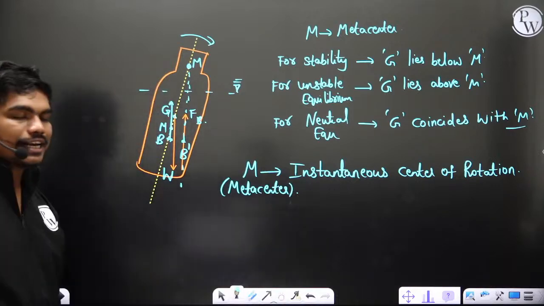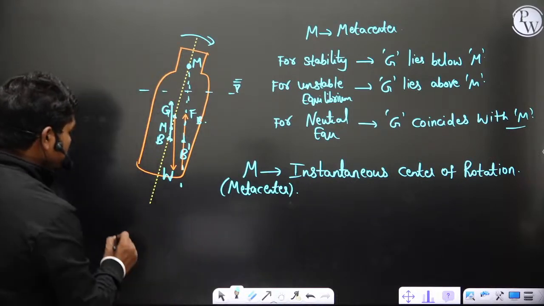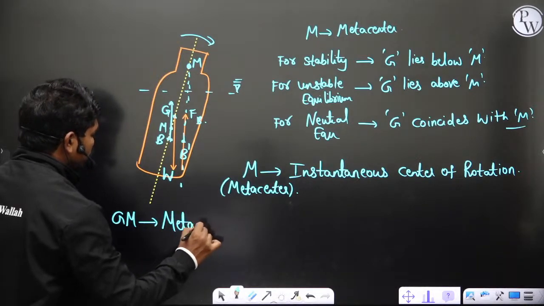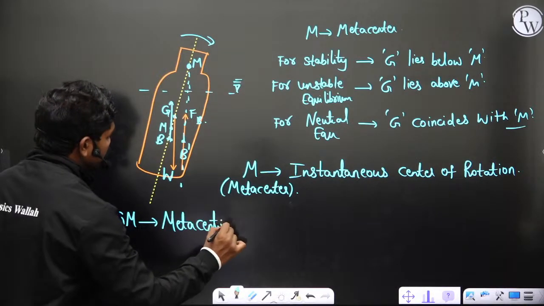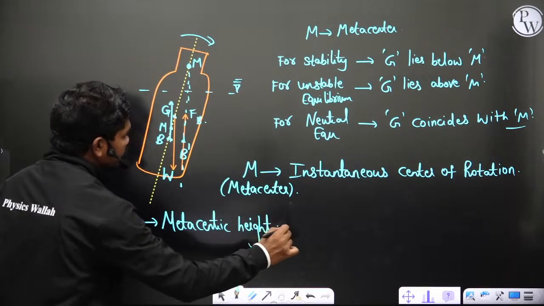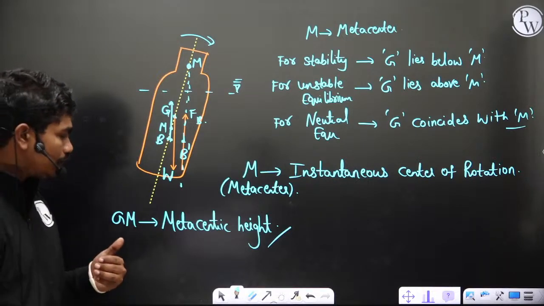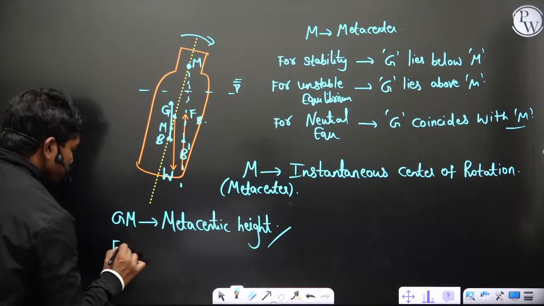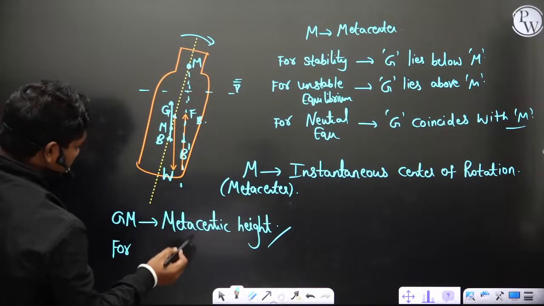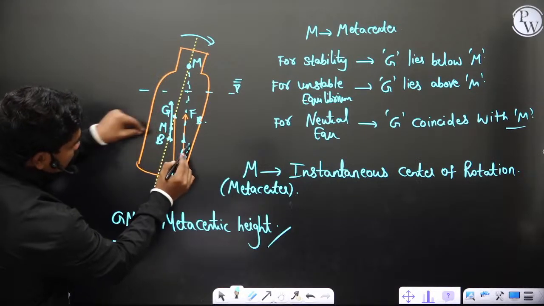This is the instantaneous center of rotation, and GM is called the metacentric height. Now, in the case of metacentric height, try to understand: if the distance between these two lines is large.